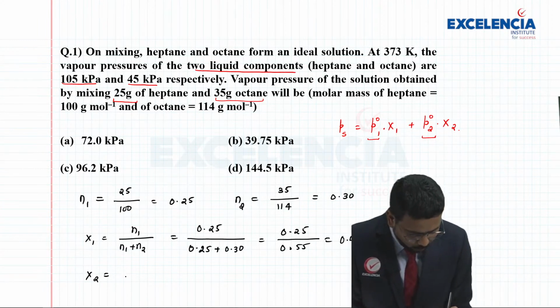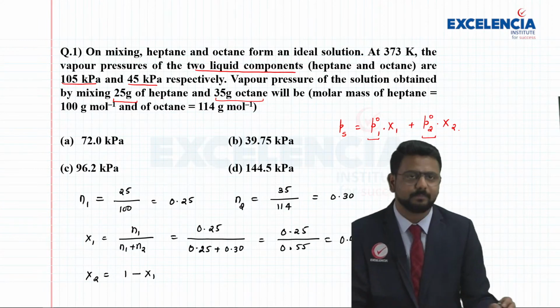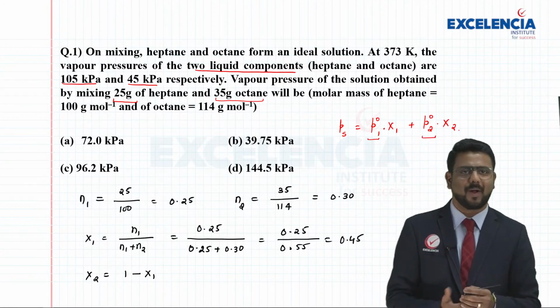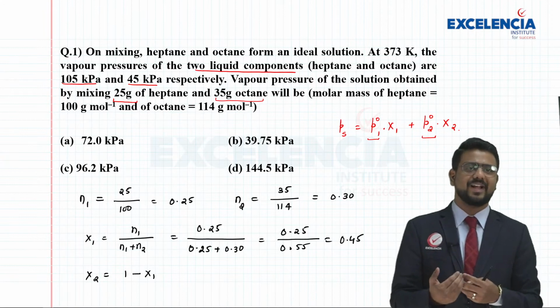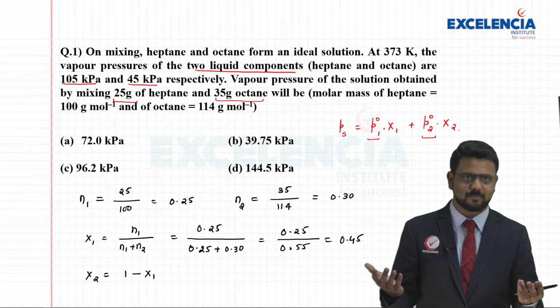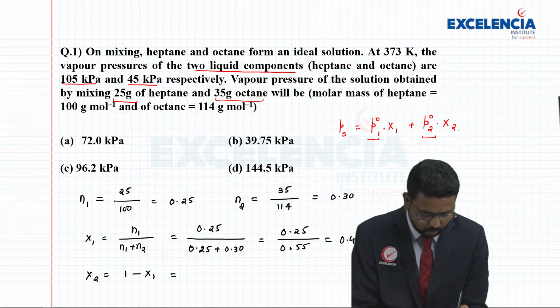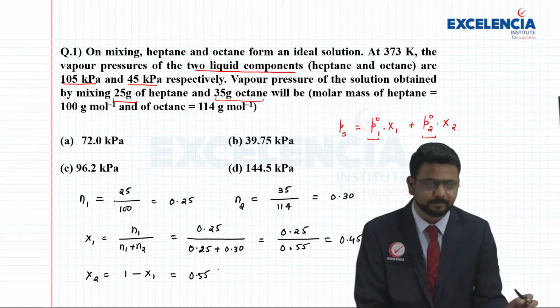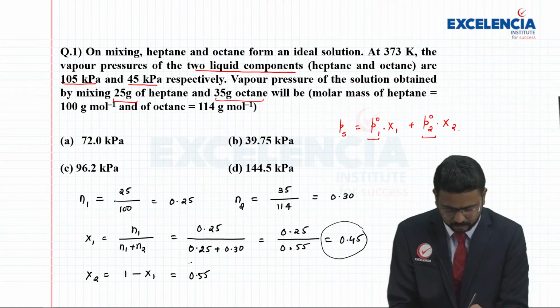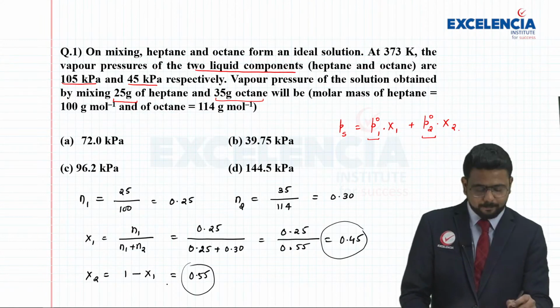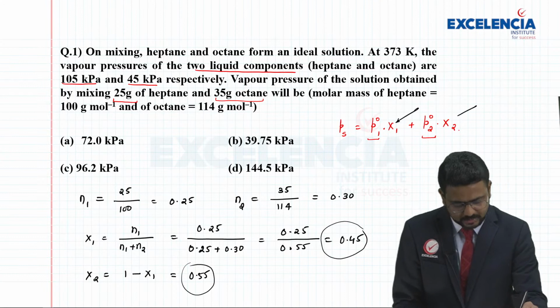So X2 will be 1 minus X1. We can directly find it as 1 minus X1 because it is a binary mixture, so the sum of the mole fractions of both components should be equal to 1, as we know. So X2 here without any doubt will be 0.55. Once we have found the mole fractions, we can plug those values into these expressions.